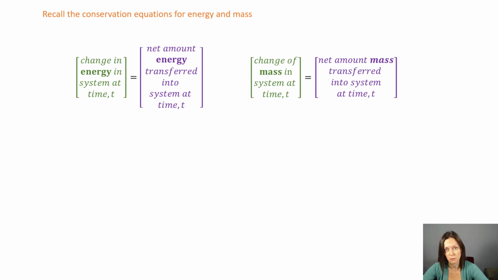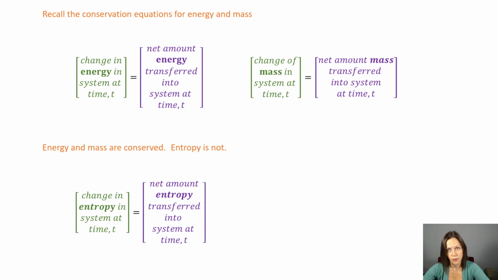We could do the same thing for mass, and it looks pretty much the same. We just replace that word energy with mass. So in other words, what we're saying is energy and mass are conserved. However, entropy is not. That doesn't mean we can't do an entropy balance on a system. We can. It looks just a tiny bit different.